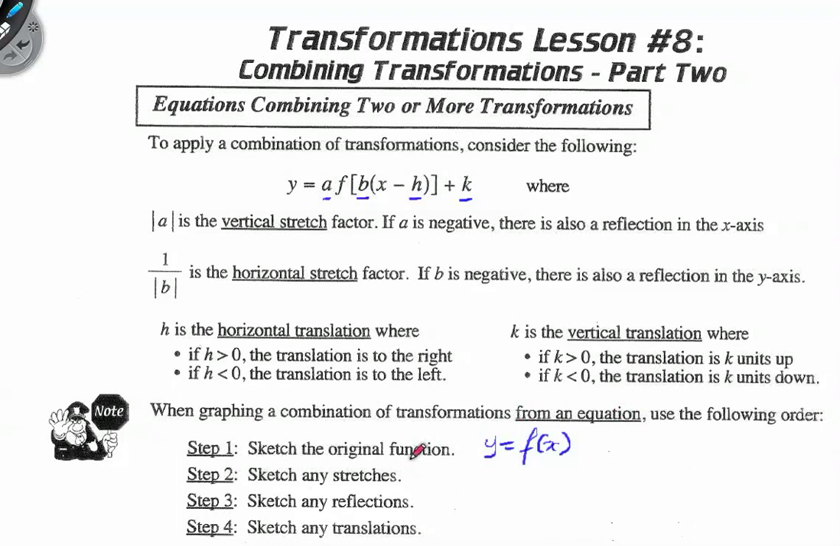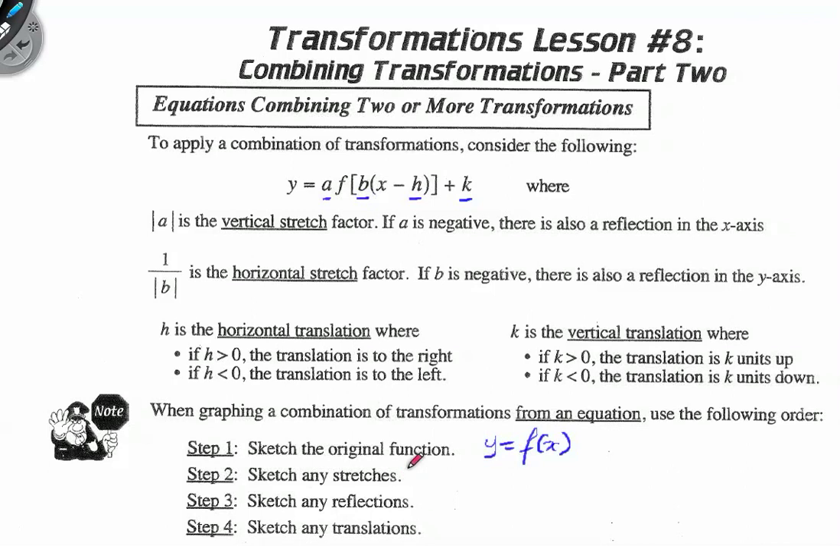Next, sketch any stretches that happen centered on the x or y axes. Once you've done that, once you get that graph, change that graph by doing reflections to anything that you sketched in step 2. So do reflections to that. Then the last step is, once you've made reflections, change those graphs with any translations that need to be carried out.